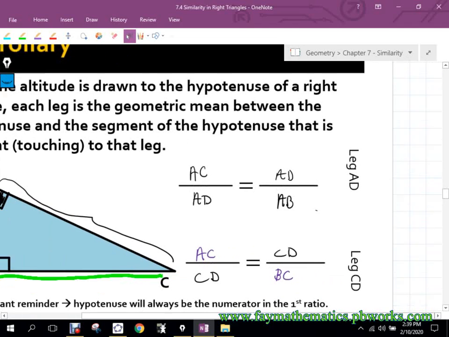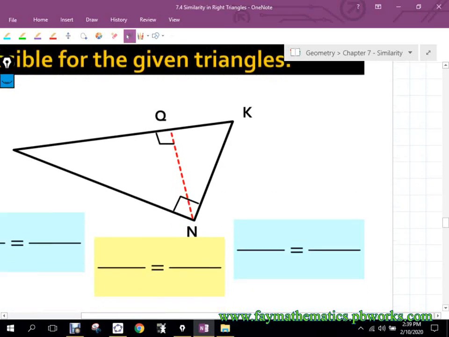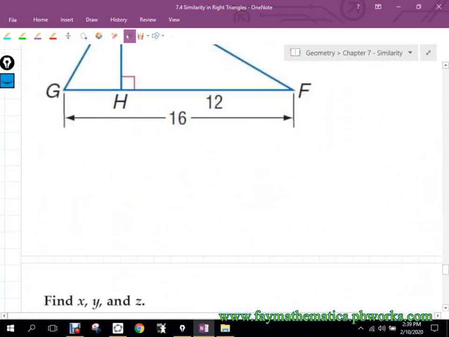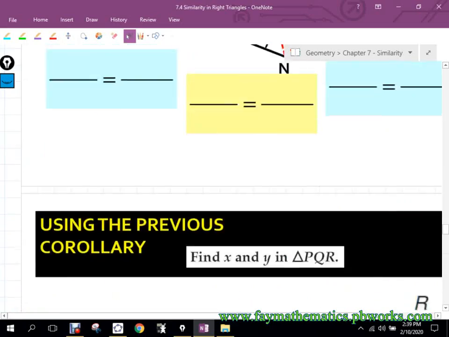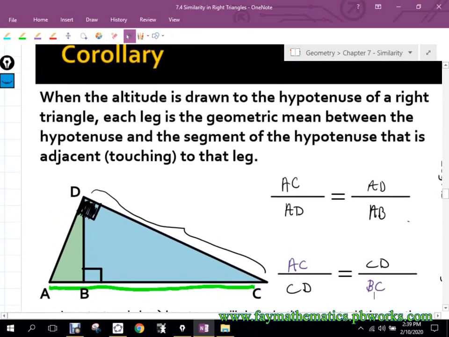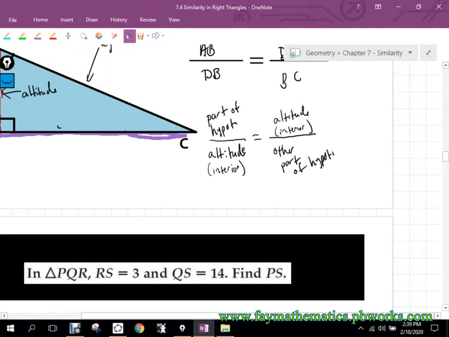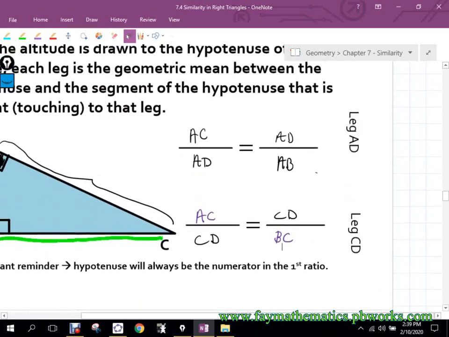So that's great and fine, but I don't necessarily like that because, again, the pictures might not have AC, AD, and AB. So if we get down to stuff like this, that one uses those letters. This one uses different letters. This one doesn't use letters at all. So what I want to do here is, like we did up here, when we wrote it as part of a hypotenuse over an altitude equals altitude over the other part of the hypotenuse, we can structure this the same way.